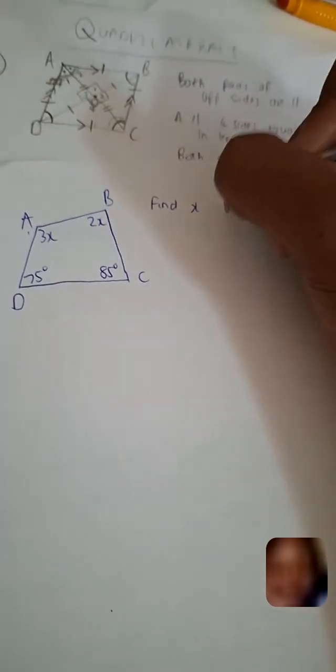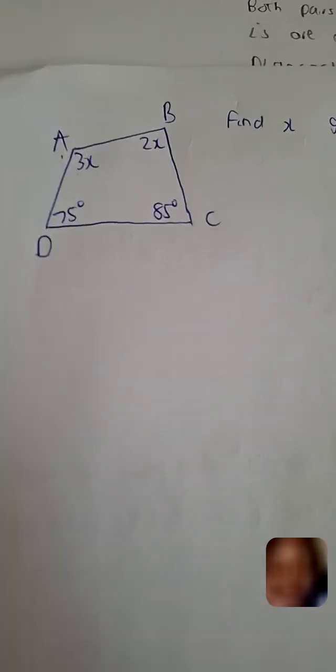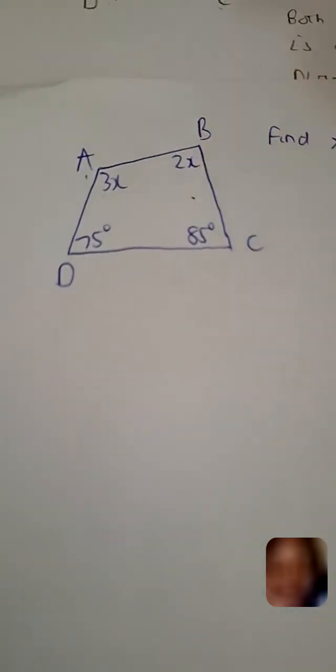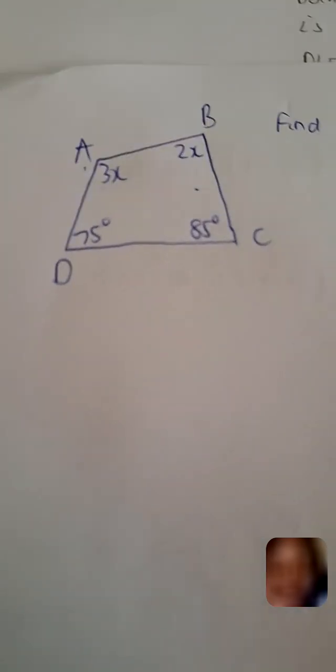I think we have at least spent a bit of time with parallel lines and so forth. So here we have A, B, C, D. We are told find X, giving reasons. And I'm sure you're looking at this one and you're like, eh. And then this one, what's happening here?